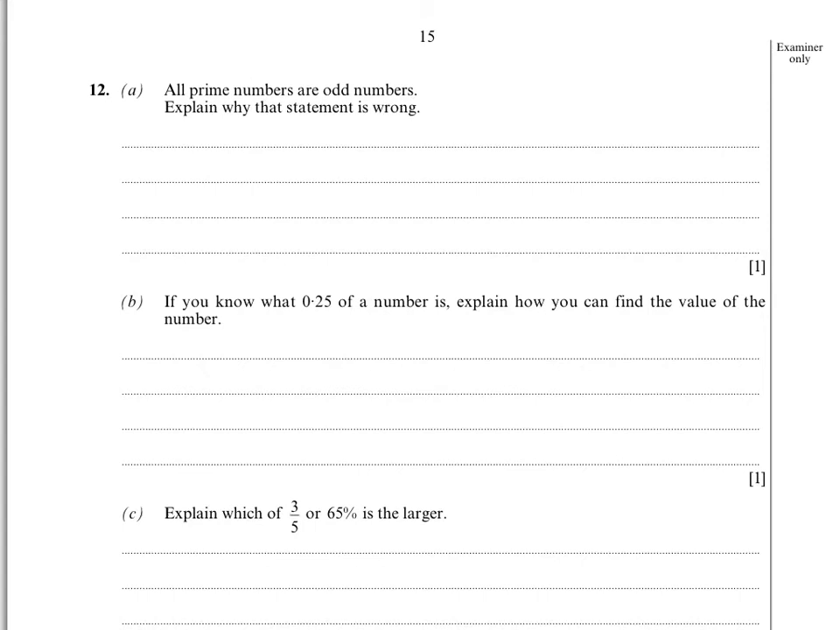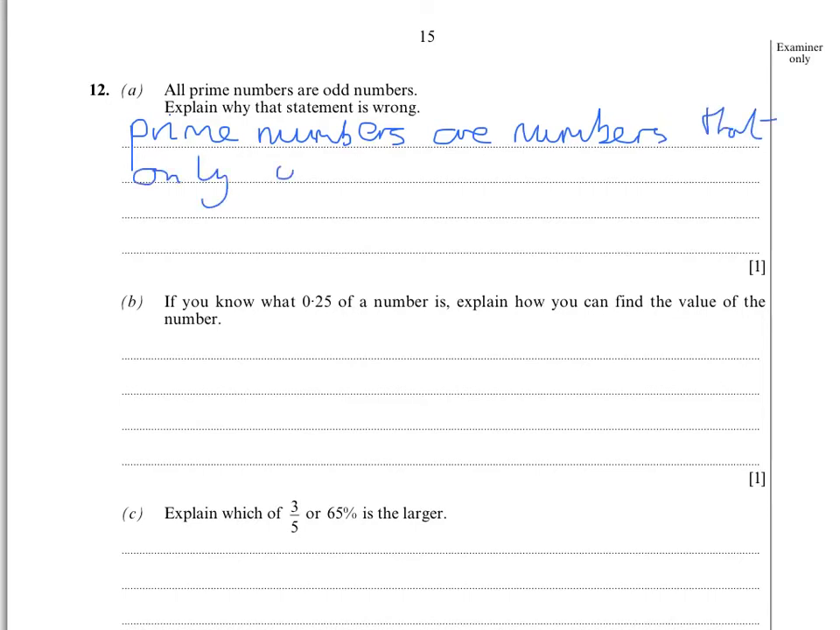Okay, question 12. Question 12 says all prime numbers are odd numbers. Explain why that statement is true. Well, prime numbers are numbers that only one and itself go into. Now it says that all prime numbers are odd numbers. Explain why that statement is wrong.